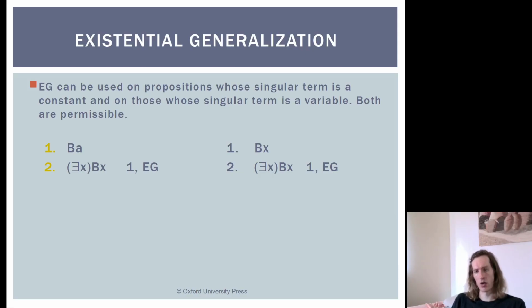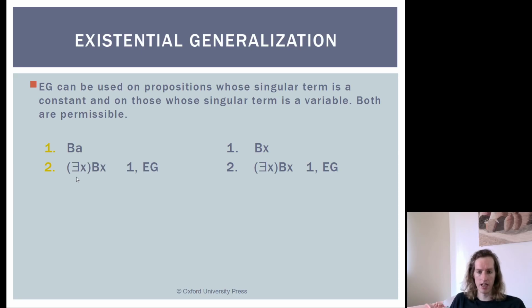So existential generalization can be used on propositions whose singular term is a constant and on those whose singular term is a variable. Both are permissible. Either way works. Because we know that from line 1, there is a thing A, whatever A is, something concrete here. Because there is something A that has property B, then it's true that in line 2, there is at least one x that has property B. So when we existentially generalize, we change this constant from being a constant to being a variable.